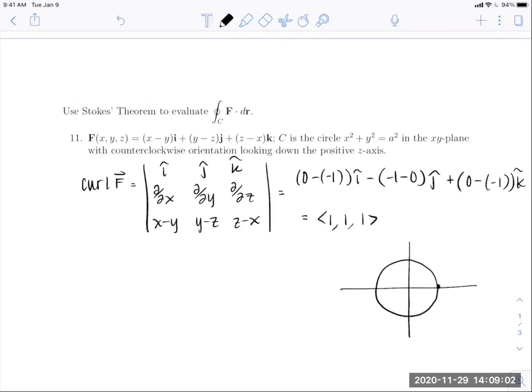And so I'll indicate the radius here on the x and y axis. Furthermore, it says when you're looking down the positive z-axis, then you have counterclockwise orientation. So that's specifically how we're looking at it, right? We have a bird's eye view looking down at the xy axis. And so I indicated here that we have counterclockwise orientation.